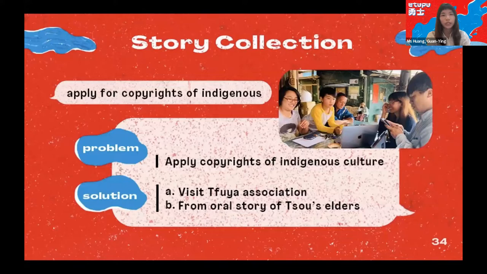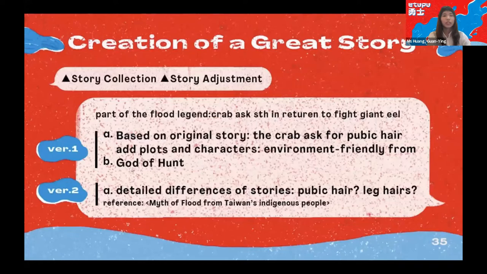So this is an example for you to understand the process, how we collected the version of the story. We're going to choose part of the flood legend as an example. It's about a crab asking for something in return to fight the giant eel. Basically, we based it on the original story, where the crab asks for pubic hair, which is the hair around women's sexual organs. Based on this story, we added one new plot and character, which is the God of Hunt. The God of Hunt gives a challenge to the people to be environmentally friendly. So we added some plots for our first version of the story.